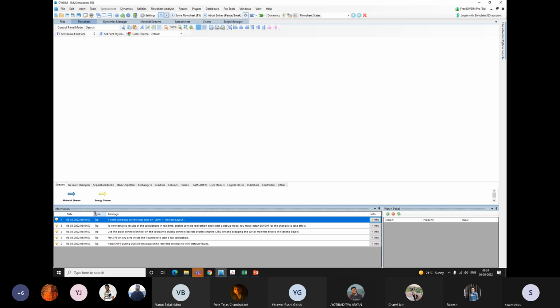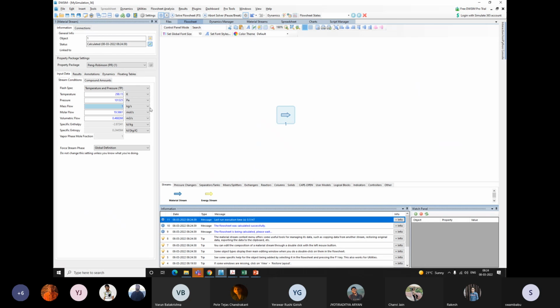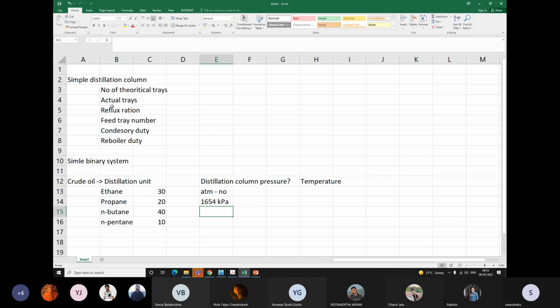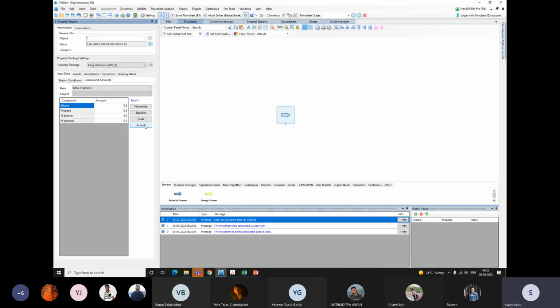So we'll introduce the material stream. Temperature and pressure we have given, and the compound amounts: ethane 30%, propane 20%. So 0.3, 0.2, and butane 0.4 and 0.1. Total 1, and accept it.